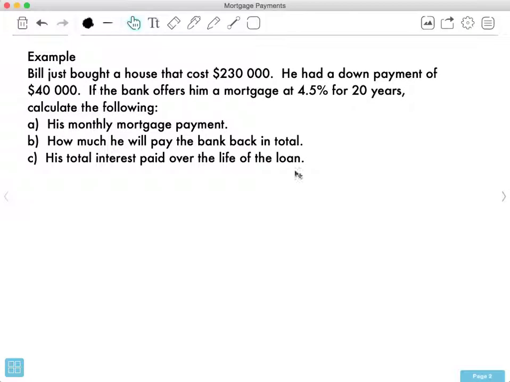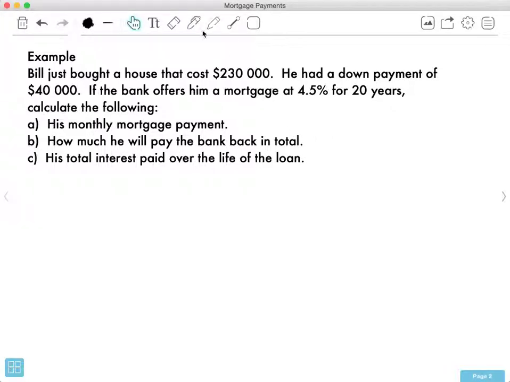So let's look at an example. Bill just bought a house that cost $230,000. He had a down payment of $40,000. If the bank offers him a mortgage at 4.5% for 20 years, calculate the following. We'll start with calculating his monthly mortgage payment.